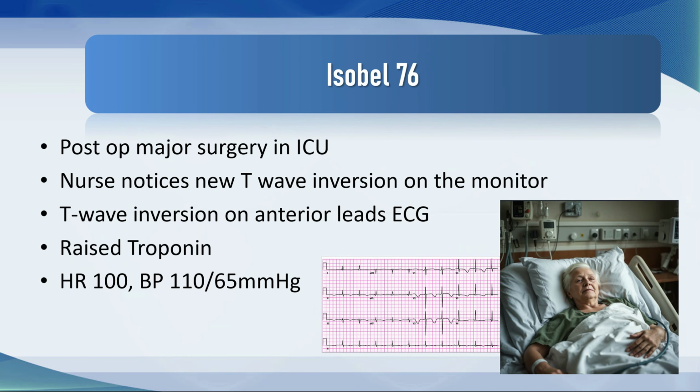Isabel is 76 years old and she is post-op major surgery in the ICU. The nurse notices new T-wave inversion on the monitor, and that was revealed when a 12-lead ECG was performed, T-wave inversion across the so-called anterior leads. Her troponin is raised, her heart rate is 100 and her blood pressure is 110 over 65 millimeters of mercury.